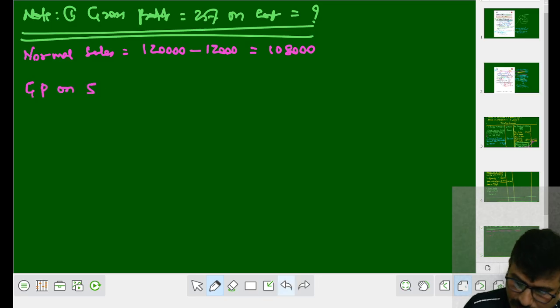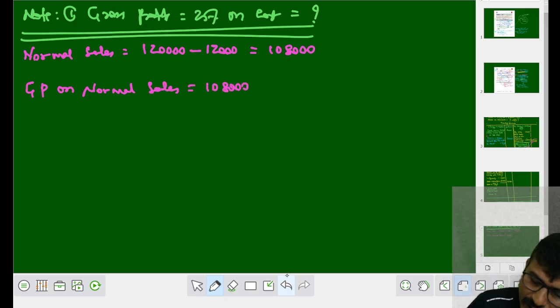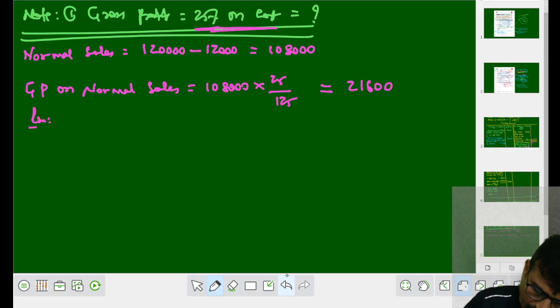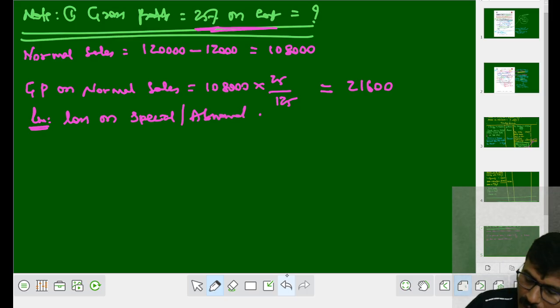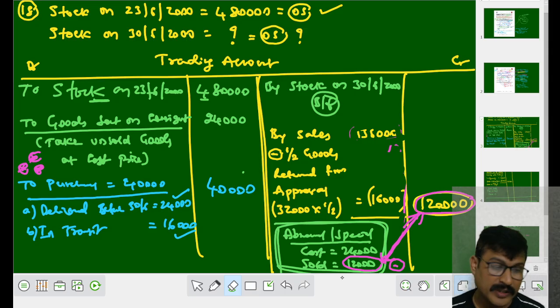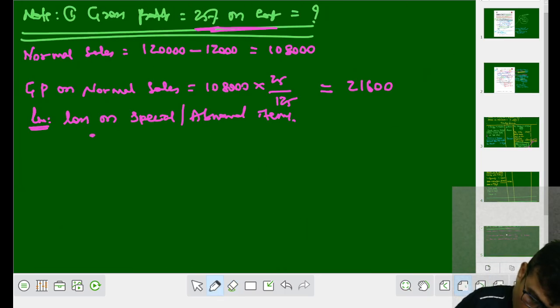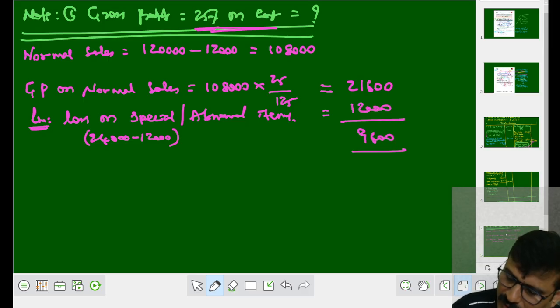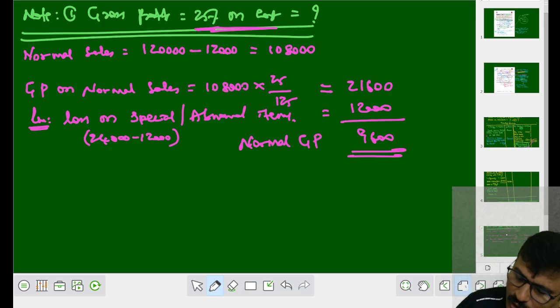Now what happened? Gross profit on normal sales. 1,08,000 into, what is the profit? 25% on cost, but we have sales, so what to do? 25 by 125. It comes to 21,600. From this, we have to subtract loss on special or abnormal items. What is the loss from abnormal items? 24,000 goods are being sold at rupees 12,000. Your abnormal loss is what? 24,000 minus 12,000. Your abnormal loss will be 12,000. Balance is what? 9,600. This is your normal gross profit.